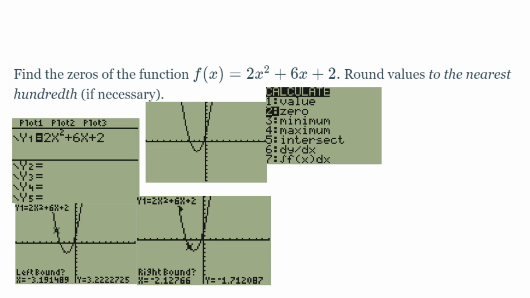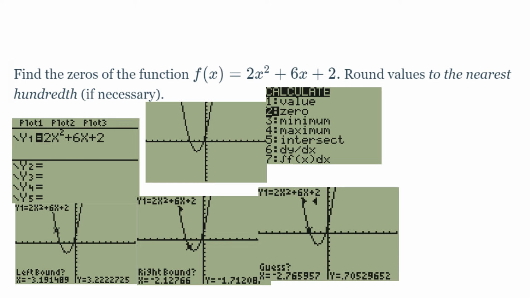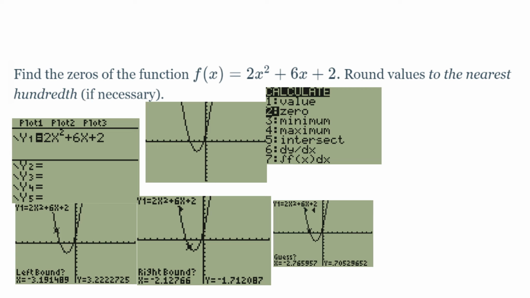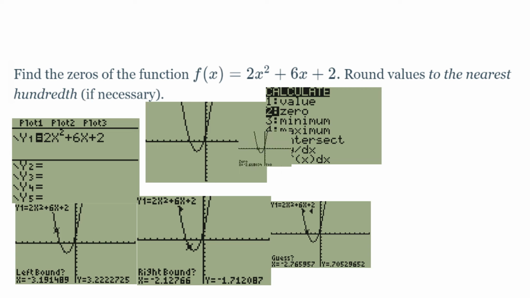And then the last question it's going to ask me is to guess. And on the guess, you can actually just hit enter a second time. You don't really have to do the guess. That's usually for higher degree polynomials where it's a little harder to tell. So we would hit the guess, and then we hit enter a final time. And then it's going to produce us a solution.